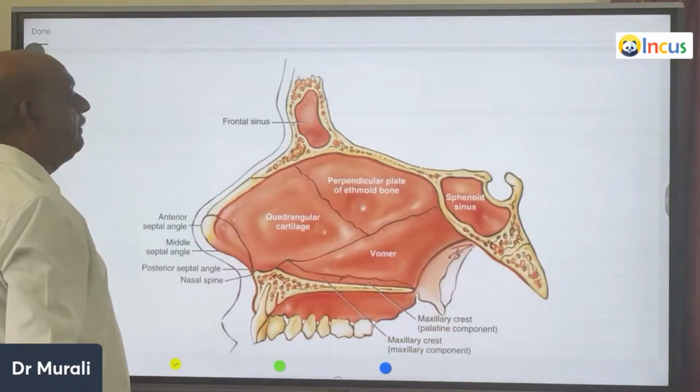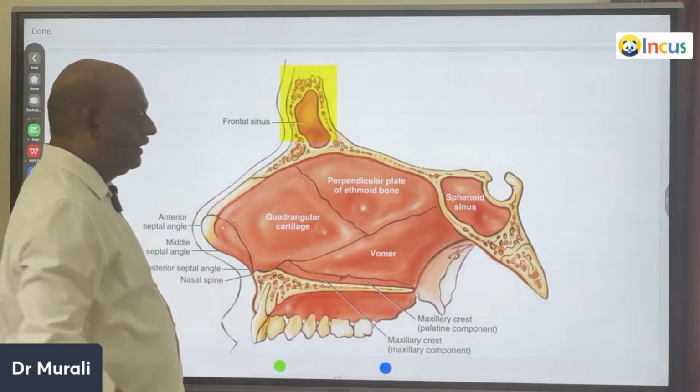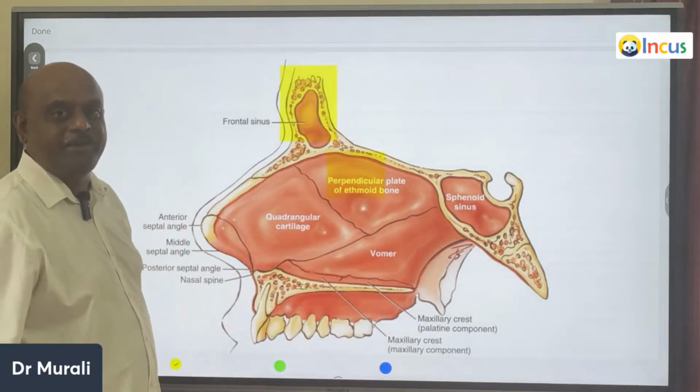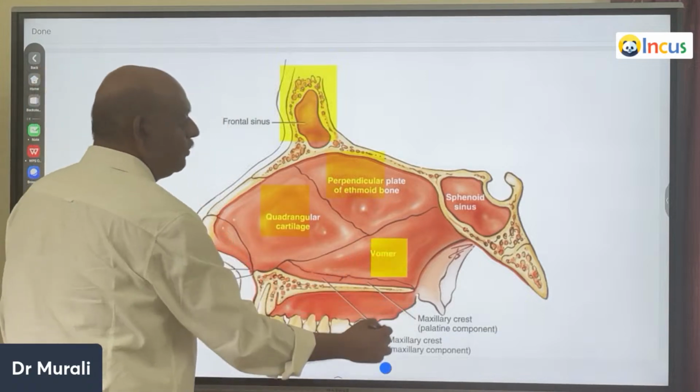So let us have a bigger picture. This is the frontal sinus. This is the perpendicular plate of the ethmoid. This is the quadrangular plate of the ethmoid. Here you have the vomer.